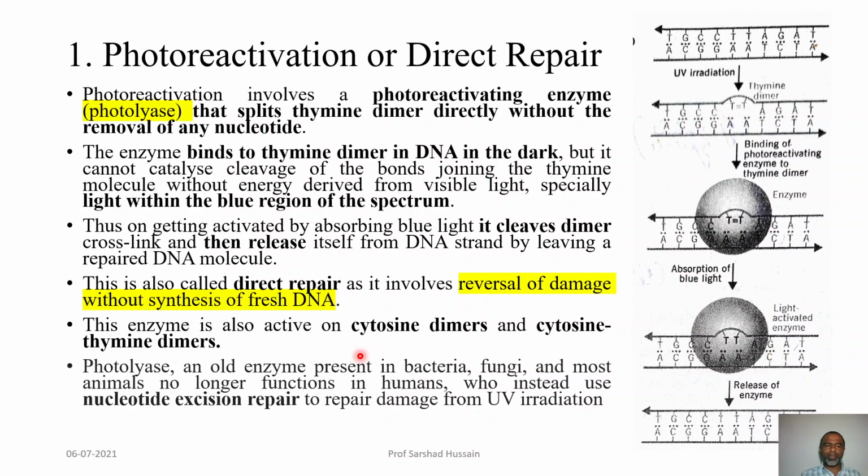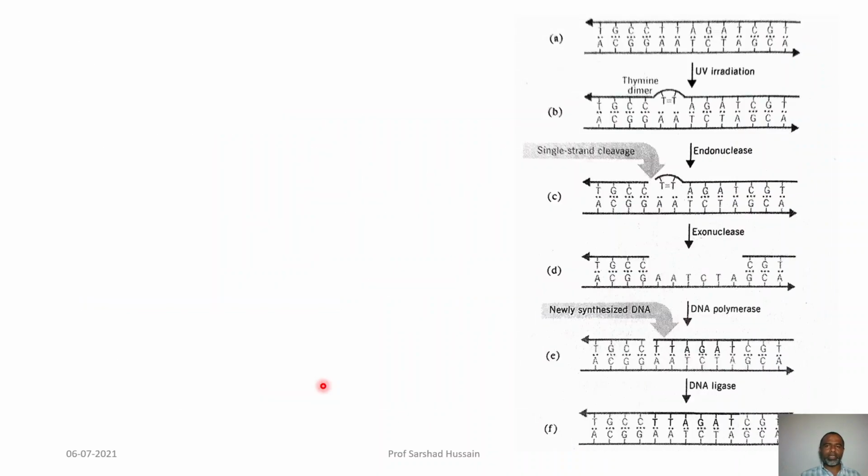A similar type of this enzyme also acts upon the cytosine-thymine dimer, and this photolyase is an enzyme which is normally present in bacteria, fungi and most animals, but in human beings this type of mechanism is not present. In human beings, the correction takes place with the help of nucleotide excision repair, which we shall discuss in the next slide.